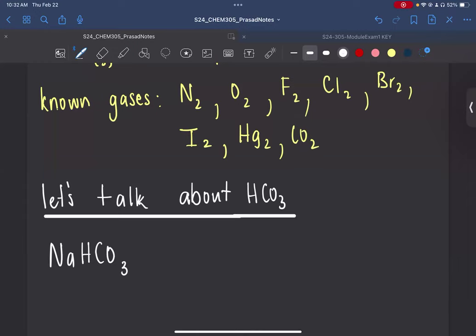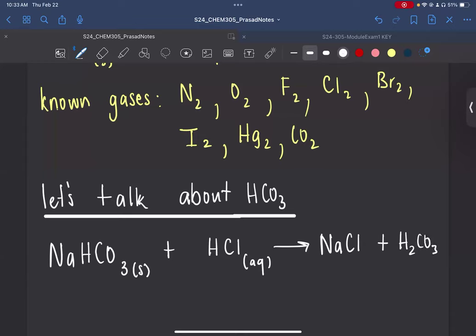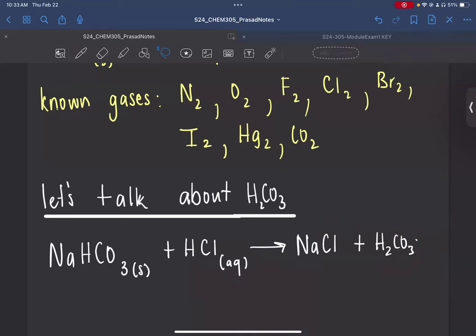NaHCO3 plus HCl. I'm going to go ahead and tell you that the NaHCO3 molecule is solid. You would not have known that otherwise. And of course, through the solubility rules table, we know that HCl is aqueous. I'm going to go ahead and also tell you that the products are sodium chloride and H2CO3. All I've done right now is just given you an example that specifically involves H2CO3. NaCl is aqueous. H2CO3 is also aqueous.